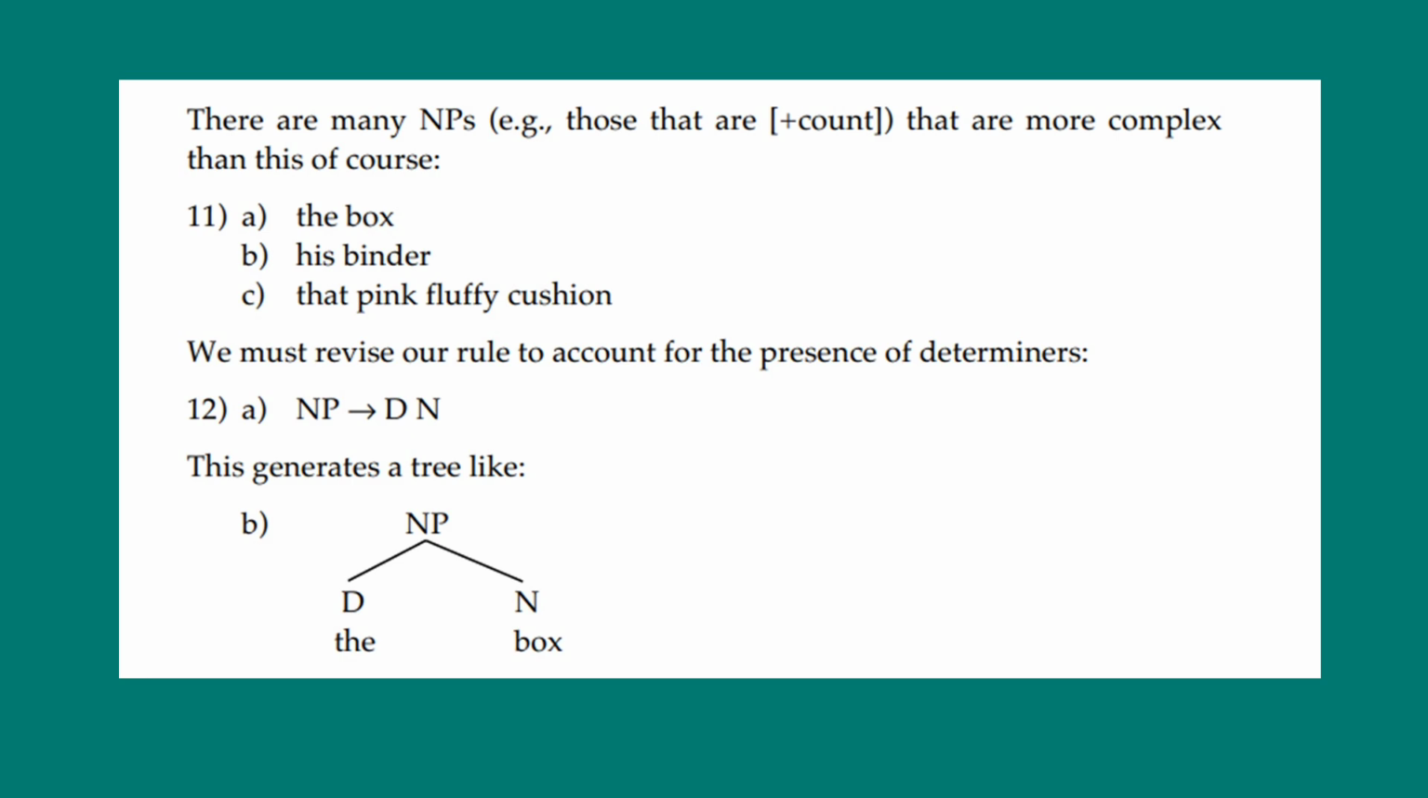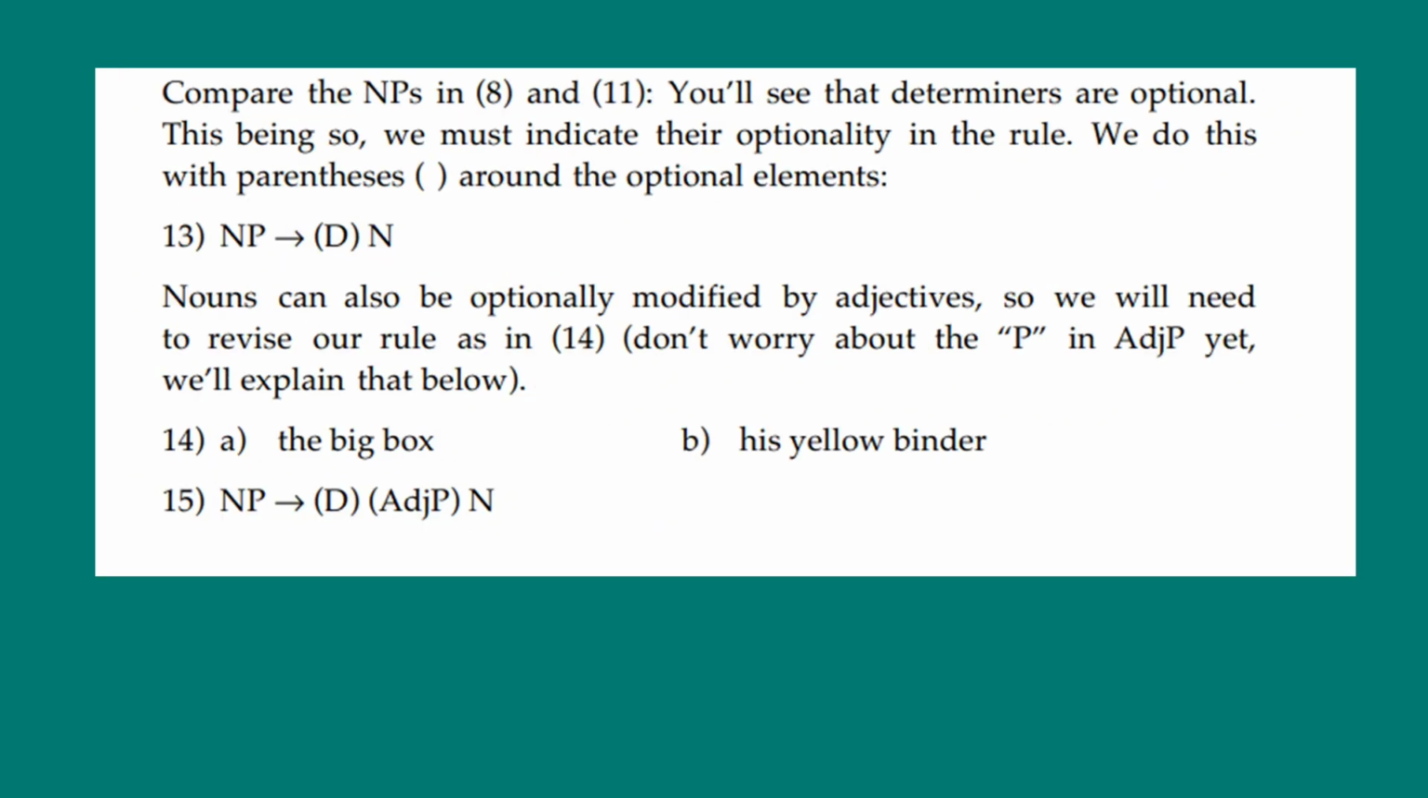NP goes to Det N, and this generates a tree like this figure. So the NP, the determiner, and the noun, which is the box. Compare the NPs in number 8 and 11. You'll see that determiners are optional. This being so, we must indicate their optionality in the rule. We do this with parentheses around the optional elements: NP to (Det) N.